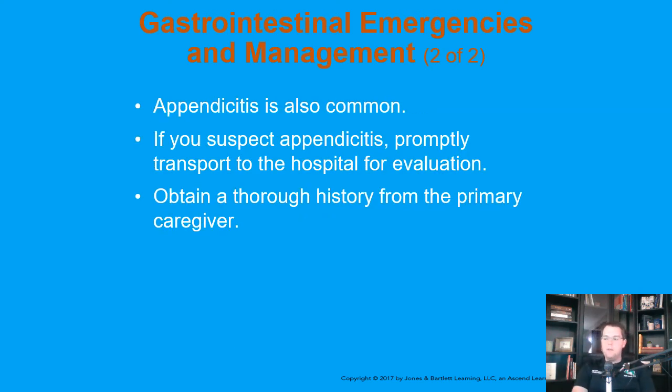Appendicitis is also something you need to concern yourself with. If you suspect that, they need rapid transport to the hospital because it can lead to life-threatening shock, especially if the appendix ruptures, leading to septicemia and peritonitis. One of the hallmarks of this will be rebound tenderness. When you palpate their lower right quadrant, if it hurts when you push down and then when you let go, they scream and try to hit you, that's rebound tenderness. It's pain that's worse when you let go, when you remove pressure off of their abdomen, than when you push on it.